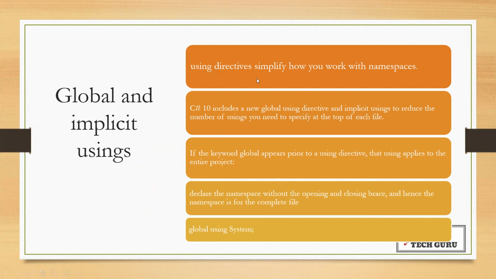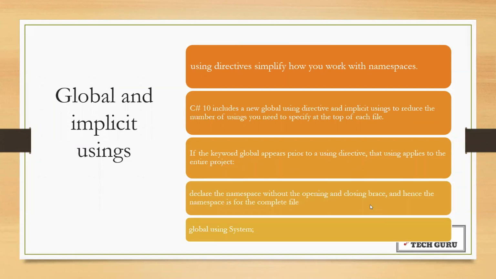Before that, using directives simplify how you work with namespaces. C# 10.0 includes a new global using directive and implicit usings to reduce the number of usings you need to specify at the top of each file. If the keyword global appears prior to a using directive, that using applies to the entire project. Declare the namespace without the opening and closing brace, and hence the namespace is for the complete file. So here, once it is declared, you can go on using it in a number of ways.